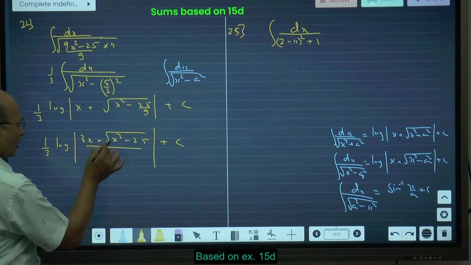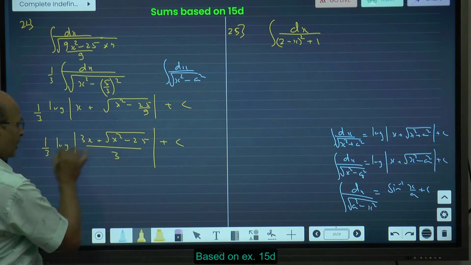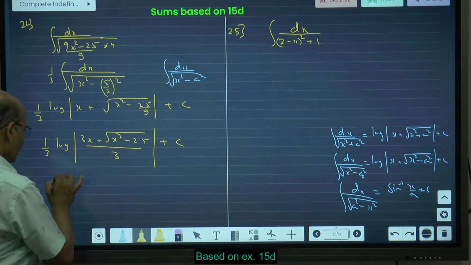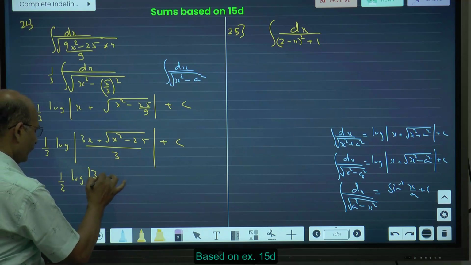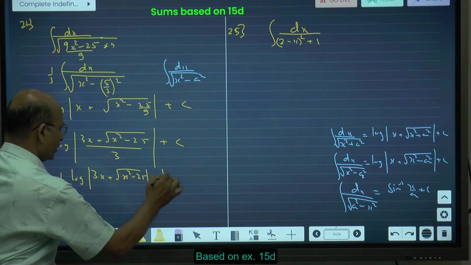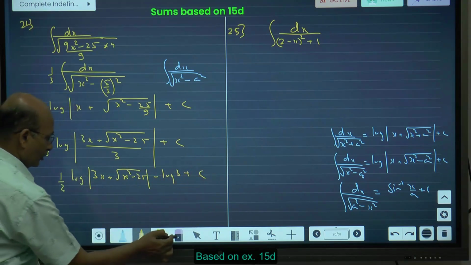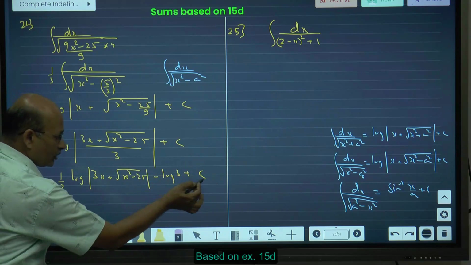Because this will become log a minus log b. Log a upon b is log a minus log b. So the answer will be log a minus log b plus c. Now what the answer says in your textbook in some sum, this is a constant, this is a constant.